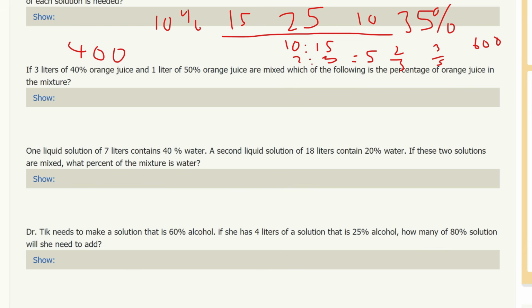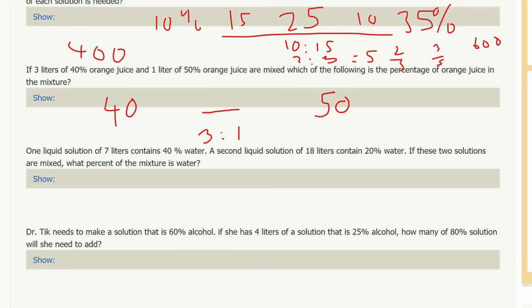We have 3 litres of 40% orange juice and 1 litre of 50% orange juice are mixed. Which of the following is the percentage of orange juice in the mixture? Okay, so we need to find the middle number here. It's slightly different to the other examples. We need to find the middle number, but they're telling us the ratio. They're telling us that the ratio is 3 litres of 40% to 1 litre of 50%. Your job is to go back in time in the method to work out what the actual middle number is.